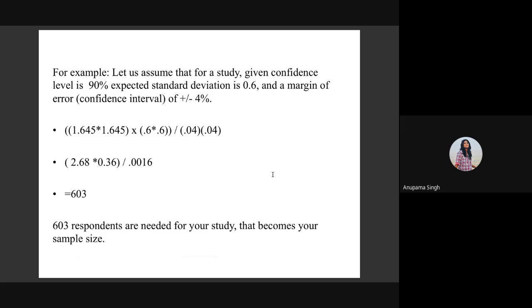Now the whole value comes out to be 603. Clear? So that means the total number of respondents that you are required to gather information upon is 603. The whole thing depends on the standard deviation, the margin of error and your level of confidence. And that all again depends on the size of the population, right?